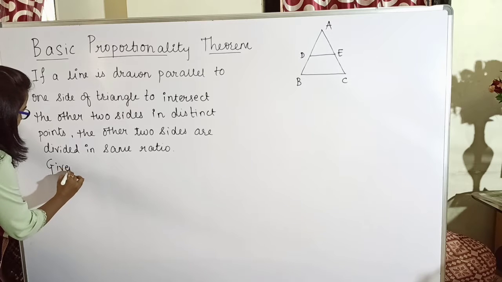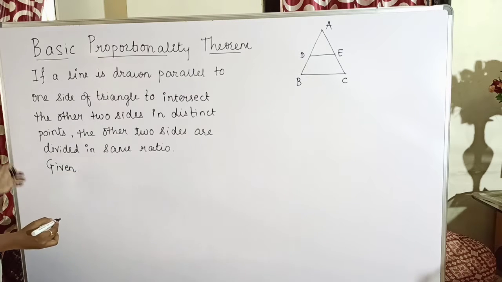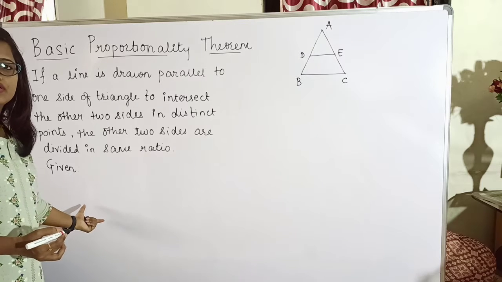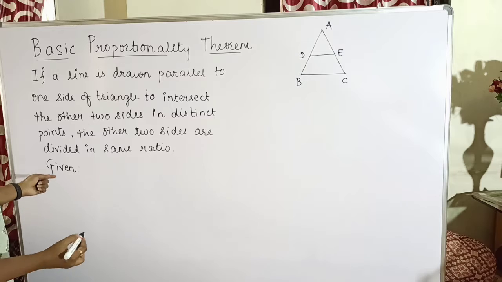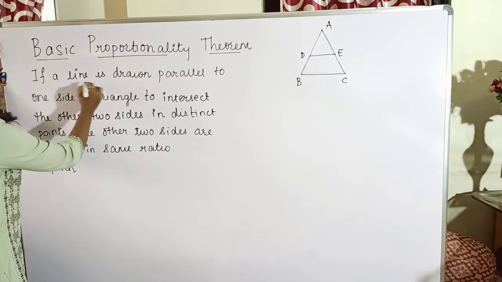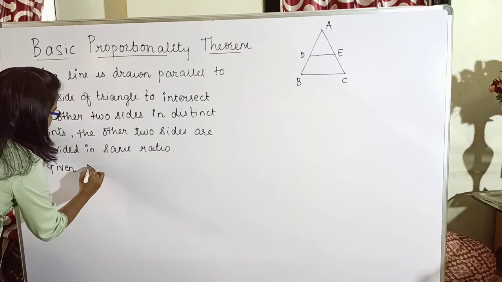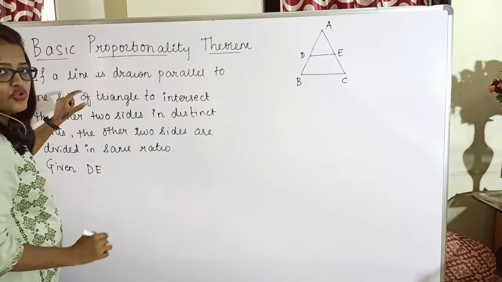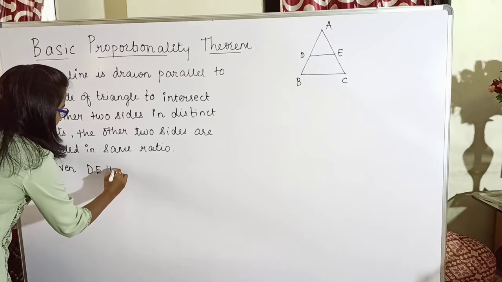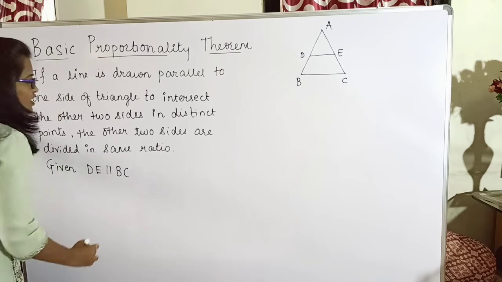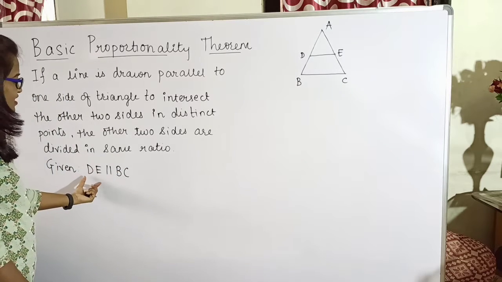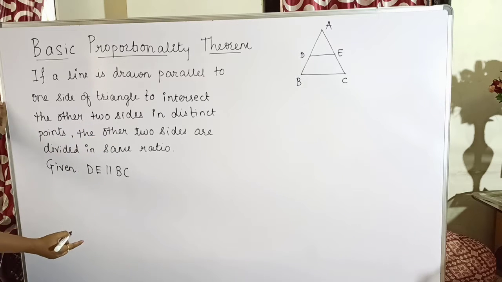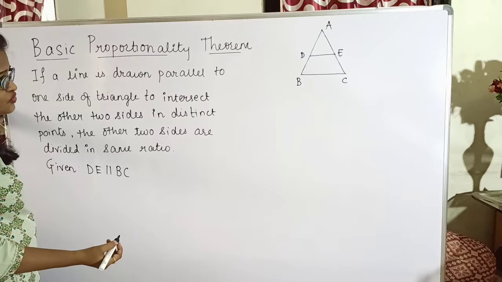Whenever you are proving any theorem or solving any problem of geometry, always write what is given and what is to be shown or proved. In this case, what is given? The first statement of the theorem will be the given statement, and you have to write that statement with respect to your figure. Since I have drawn DE parallel to BC, that will be my given information: DE is parallel to BC. Further, they are intersecting in two distinct points, which we are not supposed to write.